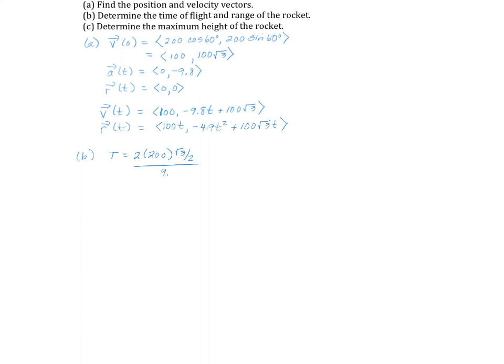And here we're not doing a negative gravity, we're just doing 9.8 positive. So when I plug that into my calculator, I'll go 1 decimal place. I get 35.3 seconds. So that's how long the object has been in flight, or its time of flight.